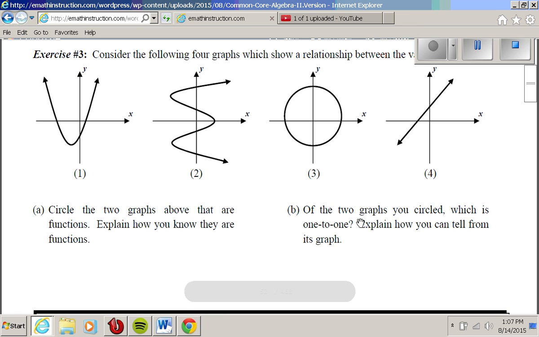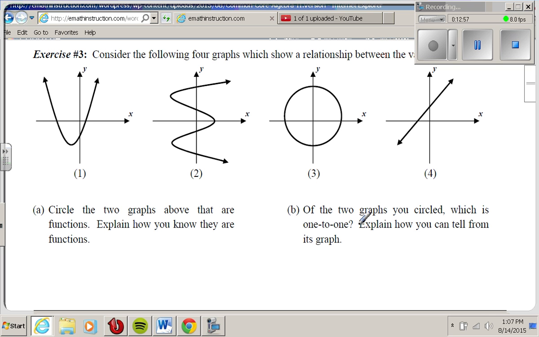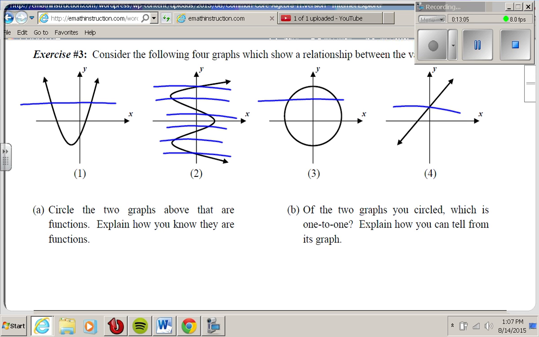If we're given a graph, we're going to talk about that horizontal line test. Okay? So if I pass a horizontal line through it, is it going to touch in more than one spot at any point? So here and here, here and here, right? So the first one is not one-to-one, but I guess I should read the directions.